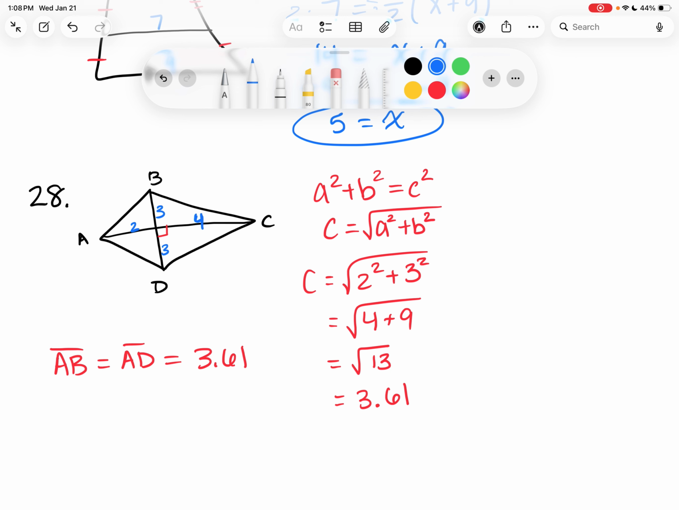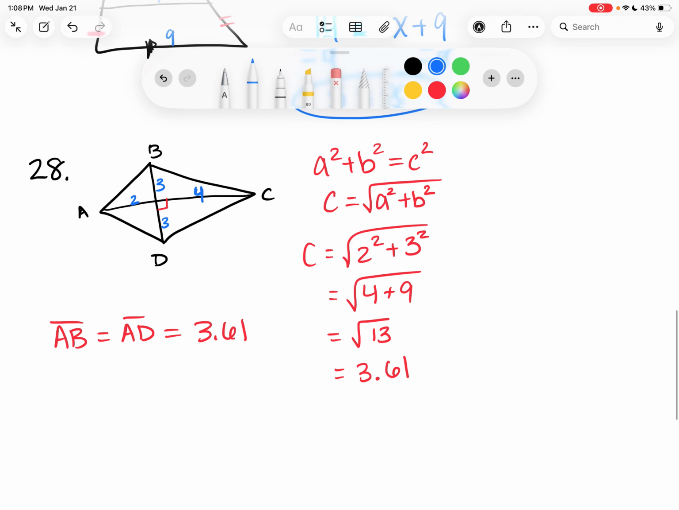And again, you can write it this way. You can write each side as being equal to 3.61, however you want to do it. Now I'm going to find BC, which also finds CD. So I'm just going to go over here again. Since I already have the formula written here, I'm just using it without rewriting it for the sake of time. If you want to write it, go for it.